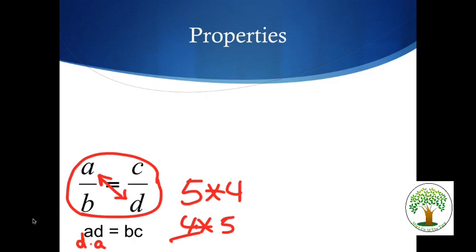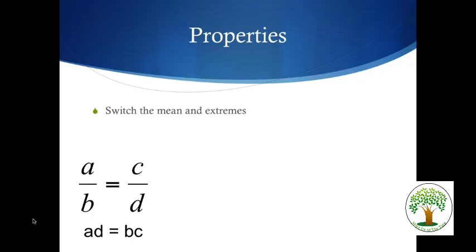Here we go, let's try that. Would it still work for the extremes too? Could I flip the B and the C, correct? And that would be legit also. So one's called the means property and one's called the extremes property.